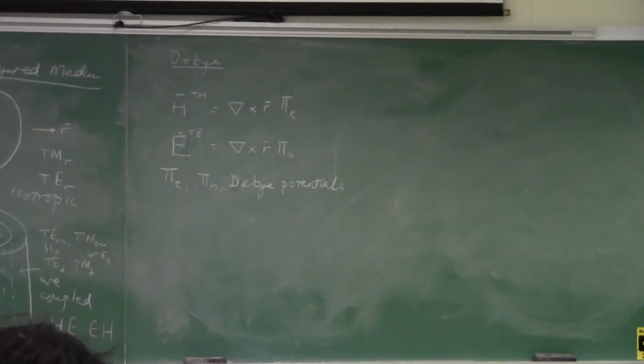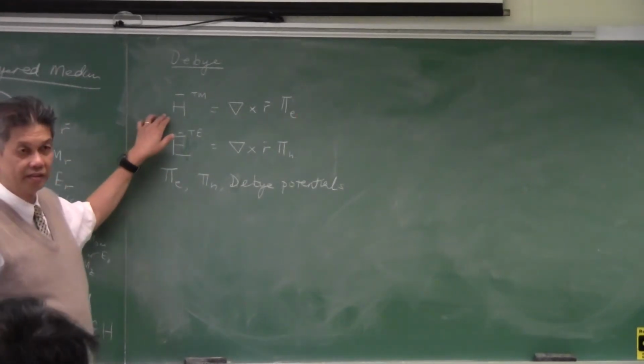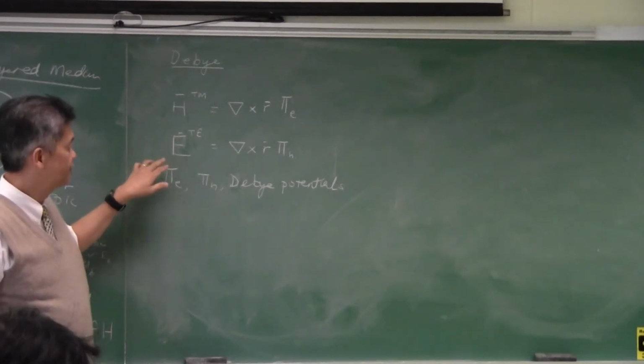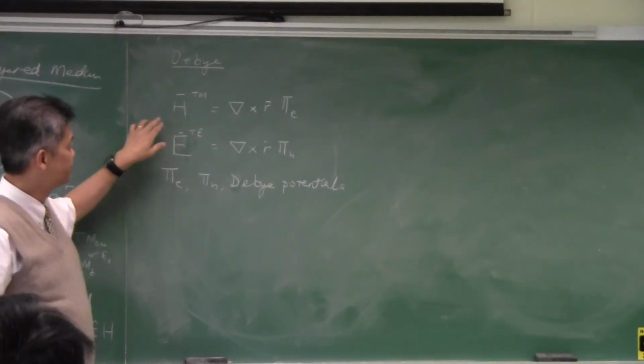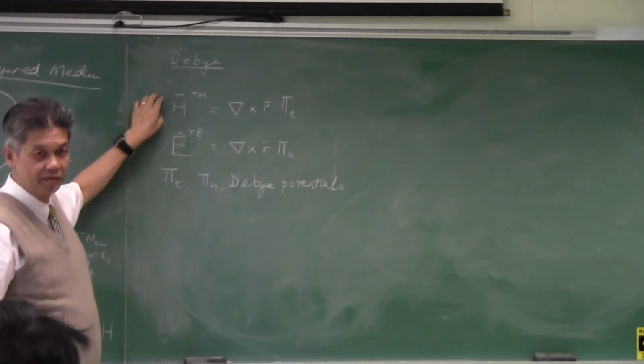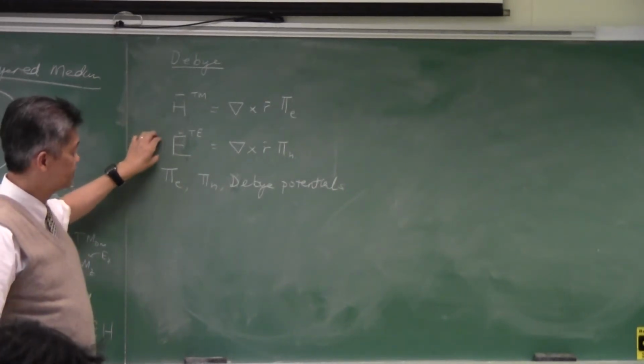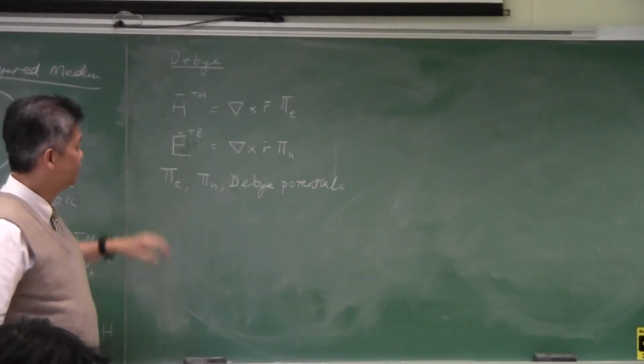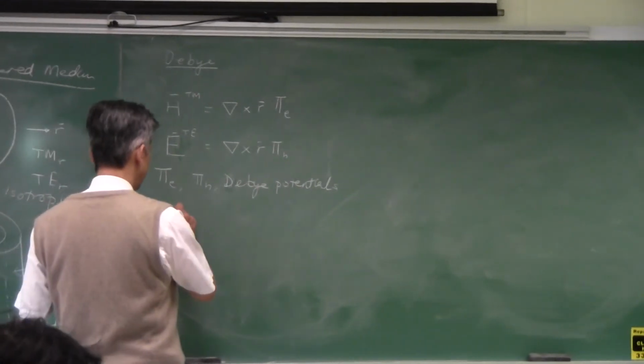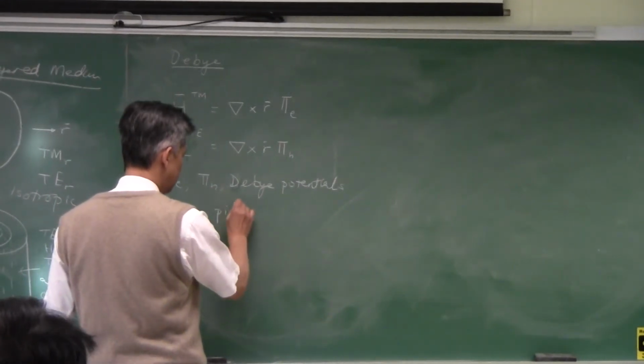Okay, you can clearly see that there's no R component in this field. So this must be a TM to R wave. This must be a TE to R wave. And R in this case is called the piloting vector, the pilot vector.